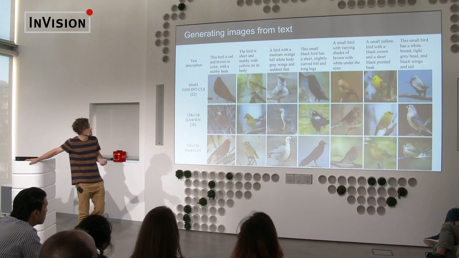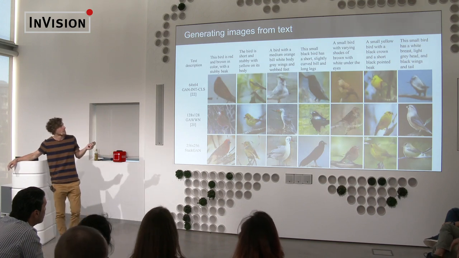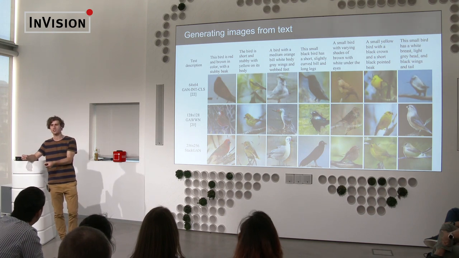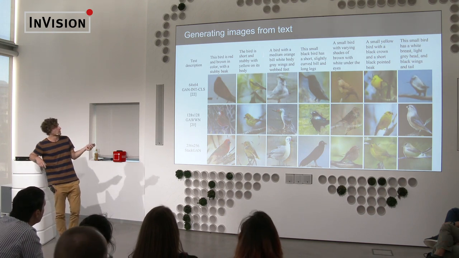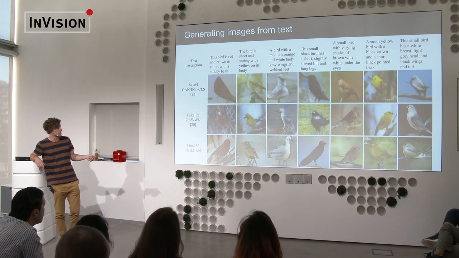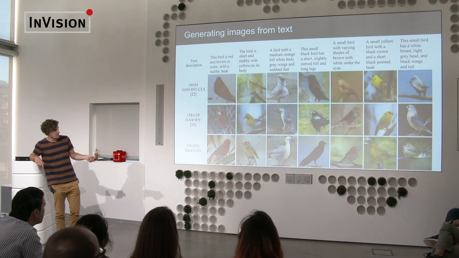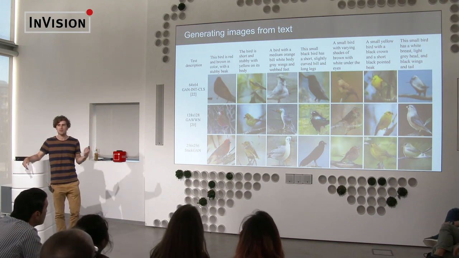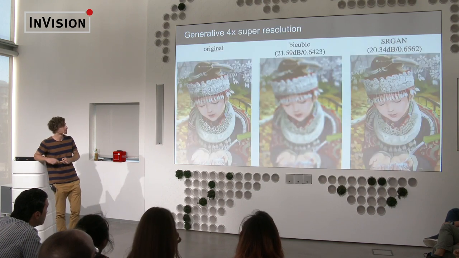There's also networks where you can give a network a sentence, and this network will generate an image that matches your sentence. So here you give it a description of some bird. The bird is short and stubby with yellow, and then it generates an image, for example. You can still see it's not perfect, but again, remember the progress. It will not take very long before these things get really, really good.